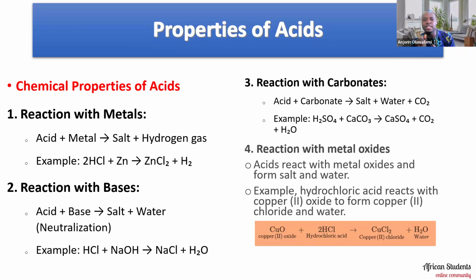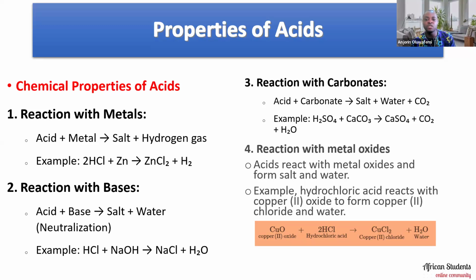Reaction with carbonates is another chemical property of acids. When an acid reacts with carbonates, they produce salt, water, and carbon dioxide. A good example is H2SO4 reacting with calcium carbonate to give us calcium sulfate, and CO2 and H2O are also produced alongside.